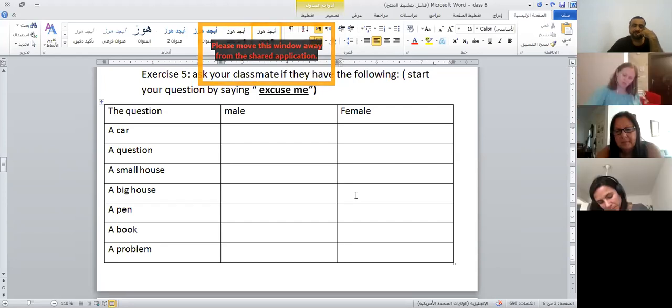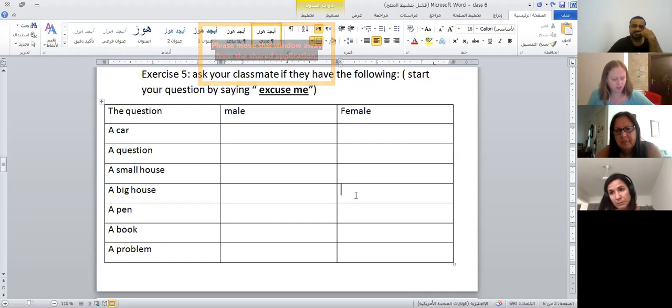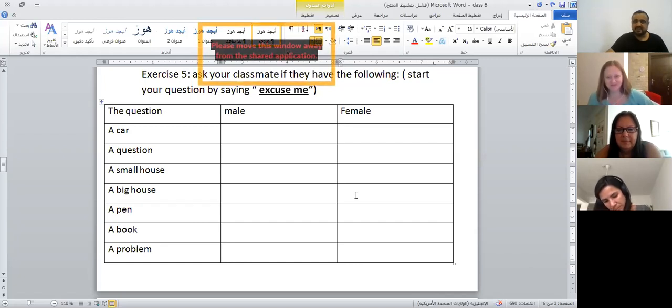لو سمحتي Dominica, عندش بيت كبير? I don't remember the word. That's correct. عندش بيت كبير. لا ما عندي بيت كبير. ما عندي بيت كبير. Good, Dominica. Eva, you're asking me this question. Do you have a pen?